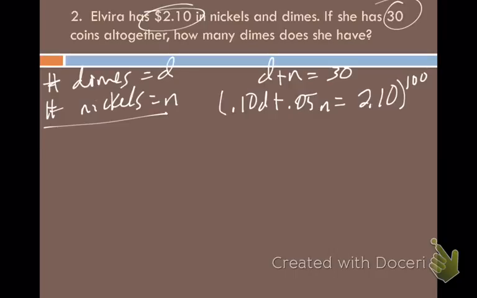When I do that, 100 times 0.1 is going to give me 1. 100 times 0.05 is going to, oh, sorry, not 1. It's going to give me 10.